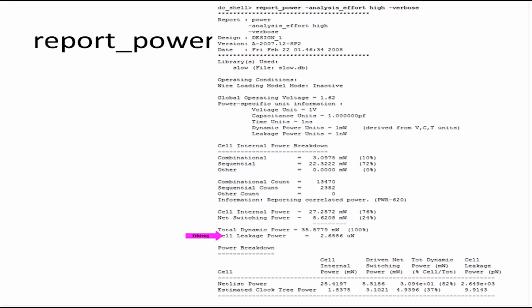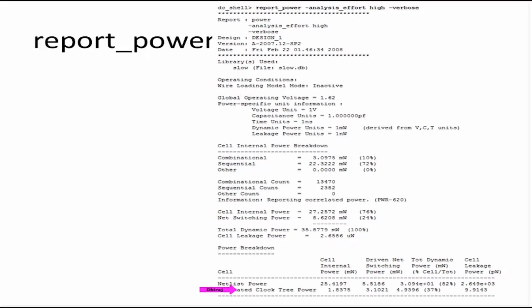So you see that for this particular design, for this particular technology, the dynamic power is much more than the cell leakage power. In fact, the cell leakage power is kind of negligible, but it is not so in the present technology. The leakage power is a very real threat in designs which are being done in 45 nanometer and below. It tells us the breakdown also, the estimated power, the netlist power and the estimated clock tree power.